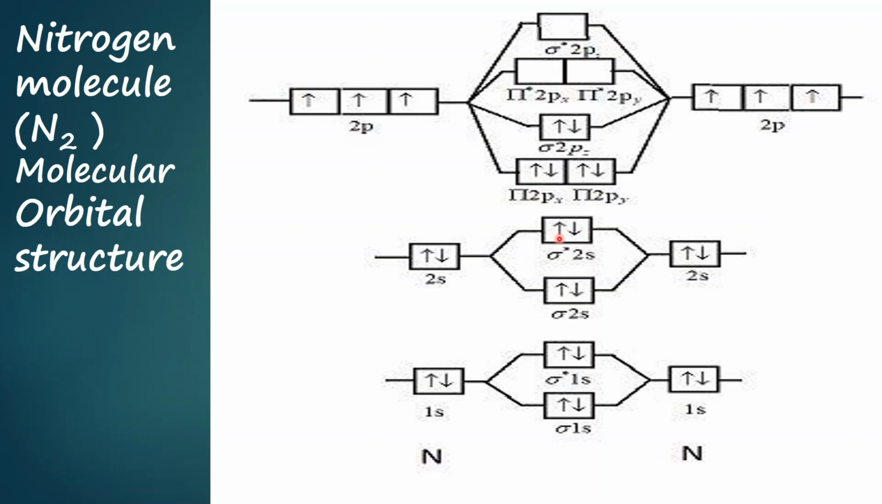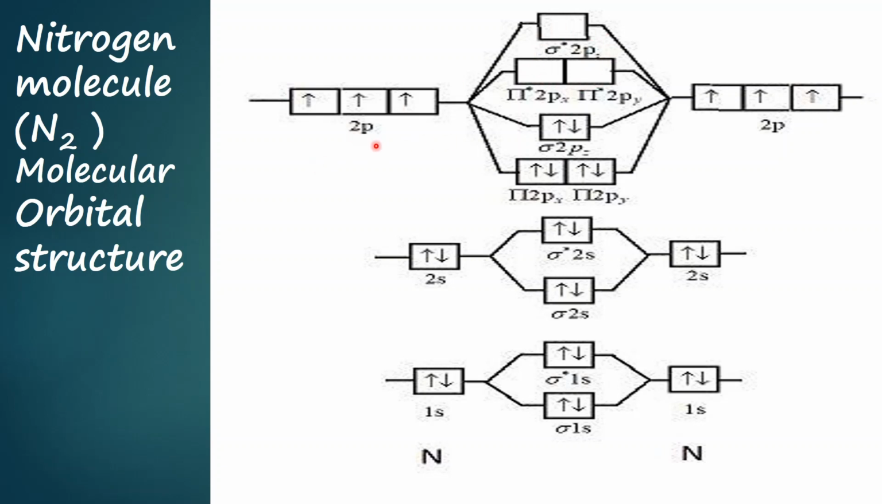Nitrogen has atomic number 7, which is less than 8. So therefore pi 2px and pi 2py, both equal energy orbitals, come first and then sigma 2pz. If the atomic number is greater than 8, sigma 2pz comes first in this diagram. So pi 2px and pi 2py both have the same energy. 4 electrons are distributed in these two. Then the remaining 2 electrons are placed in sigma 2pz. The remaining molecular orbitals don't contain any electrons.